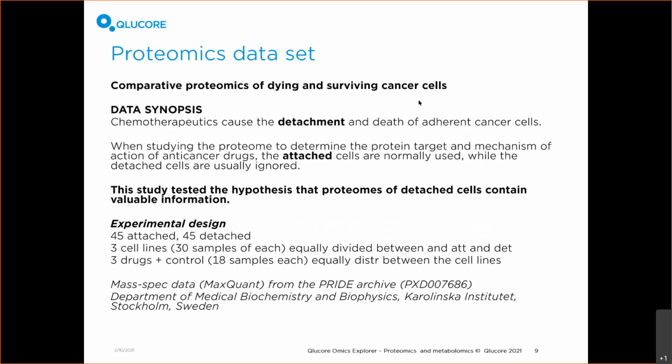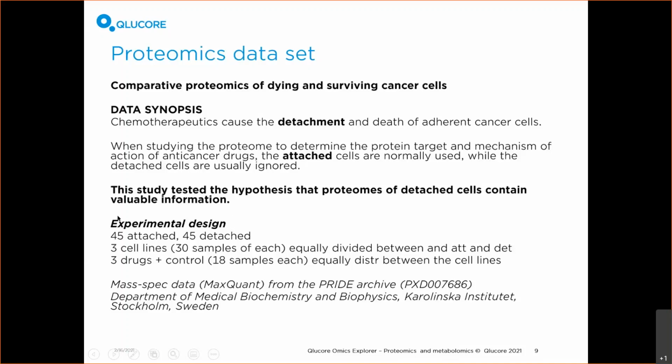So let's start with the proteomics data set. So here we are looking at dying and surviving cancer cells. So when people are treated with chemotherapeutics, it causes the detachment and death of adherent cancer cells. And normally then when you study this, you look only at the remaining attached cells and ignore the detached cells. So this study tested the hypothesis that the proteomes of detached cells also contained some valuable information.